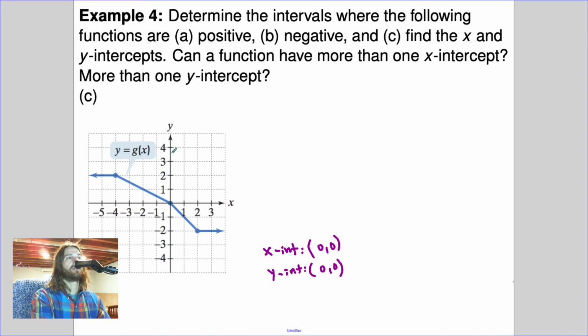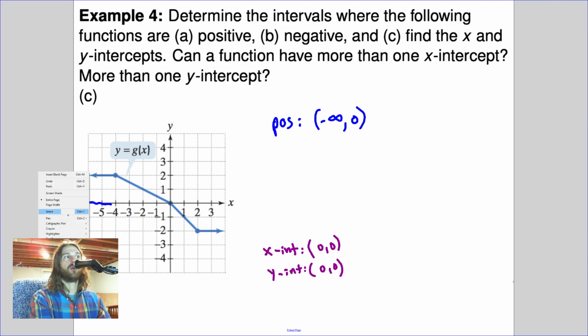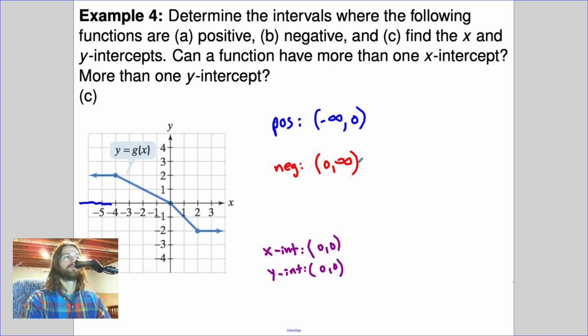Okay, where is this positive? It's positive, above the x-axis, from -infinity up to 0, not including 0. It is below the x-axis, or negative, from 0 up to infinity. All right, that's it. Didn't shade everything there. Probably should. Keep it consistent. There's where it's negative. And this is where it's positive.